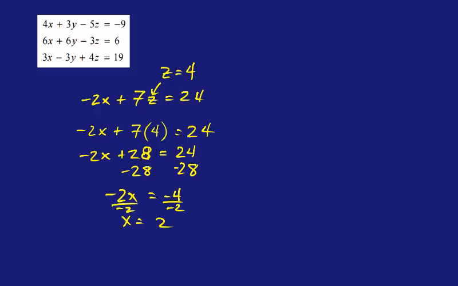So now we have 2 of the 3 variables. We have x equals 2 and z equals 4. Now we're going to plug them into any one of these 3 equations up here. If you plug in z and x into any one of those 3, you'll get your y value. So let's just pick the first one. We'll put 4, and instead of x, we'll put 2, because we solved x equals 2, right? And so plus 3y, which we don't know, minus 5 times 4 equals negative 9.